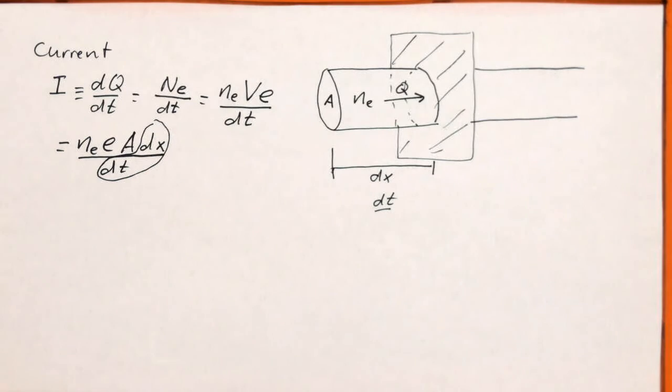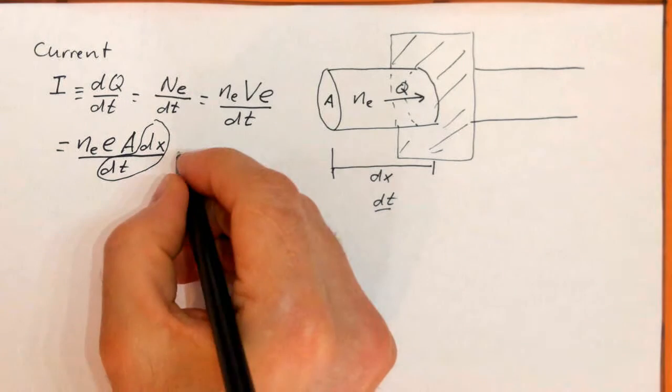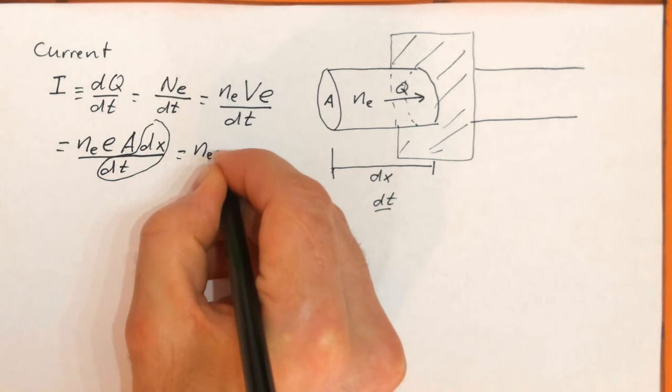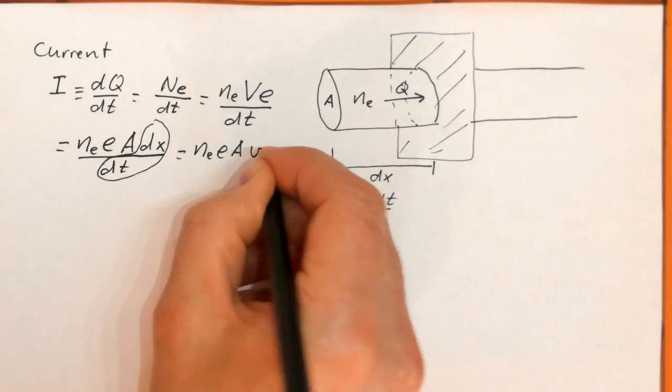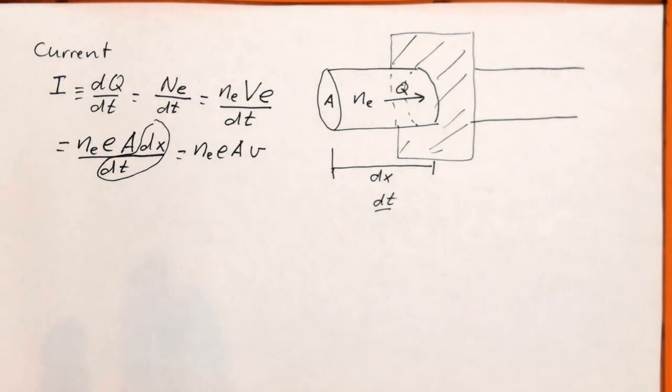All right? Well, that's not necessarily the prettiest, but there's something interesting here. What is dx over dt? That's the velocity. n e A and the velocity of these charges, however fast they're moving. And that's the drift velocity.